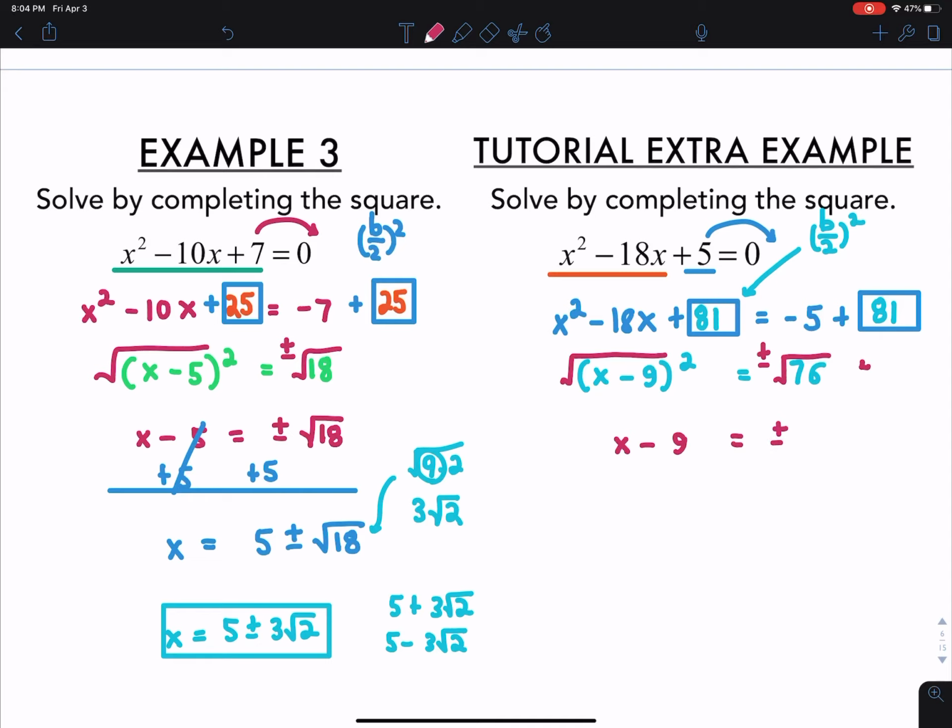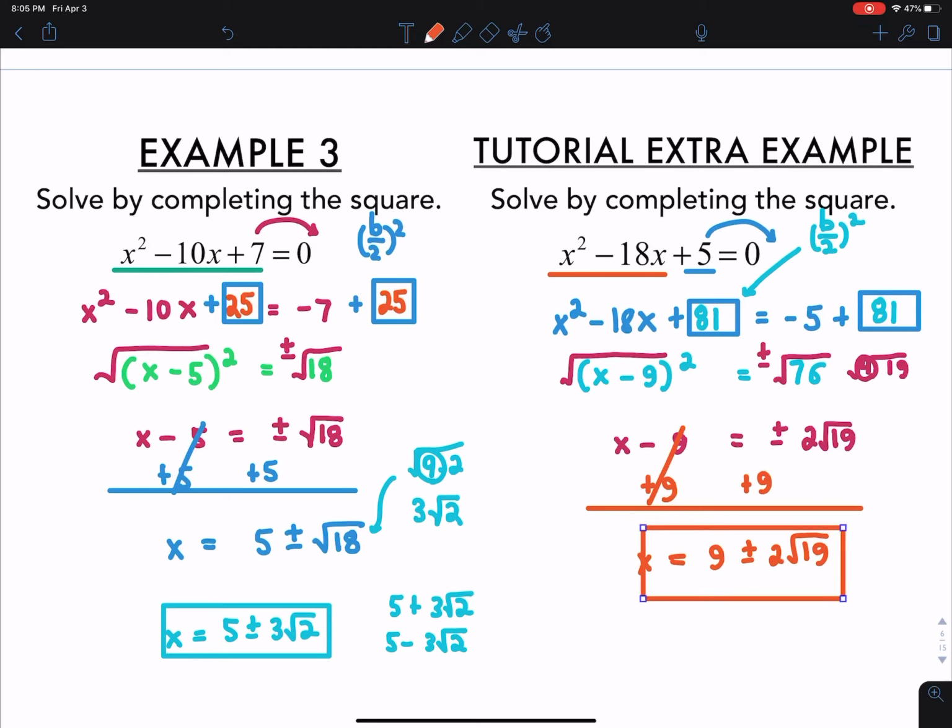This is actually 4 times 19. That would give you 76. 4 is a perfect square, so that's going to give us 2 times the square root of 19. And then last but not least, to finish this one off, we have to add 9 to both sides. So we end up with x equals 9 plus or minus 2 square roots of 19.